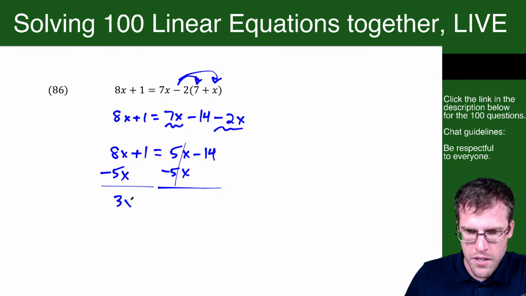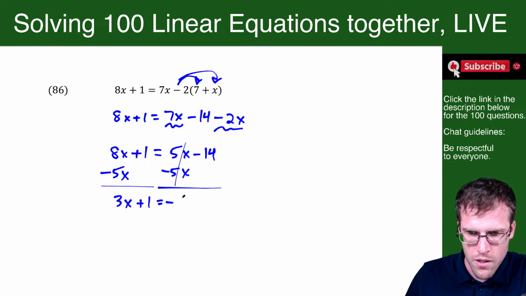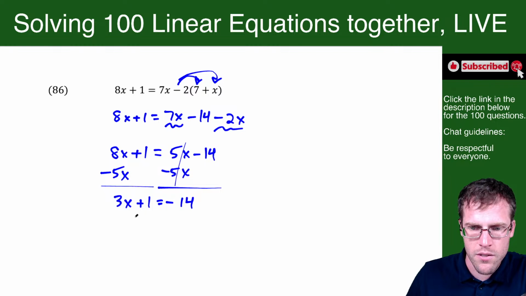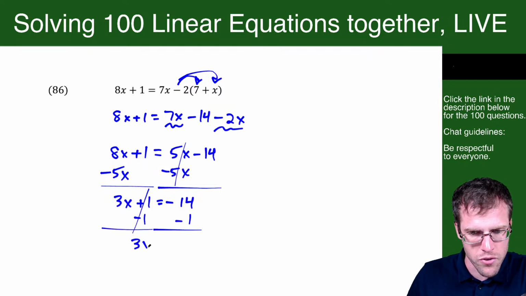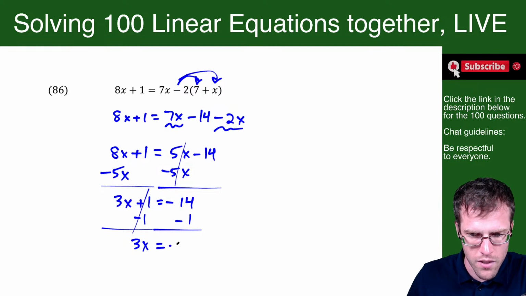And you've got 3x plus 1 equals minus 14. Now subtract 1 on both sides. You have to be skilled with your integers here. You've got negative 14 minus 1 is negative 15. And now you could divide both sides by 3.